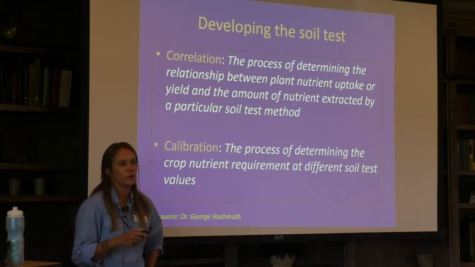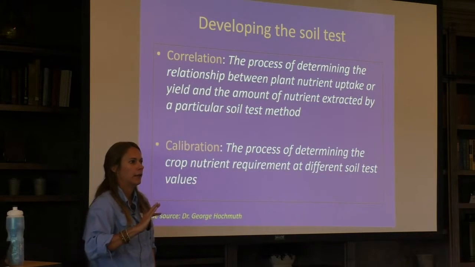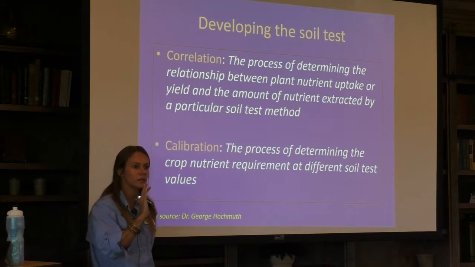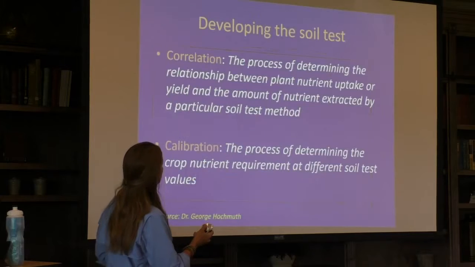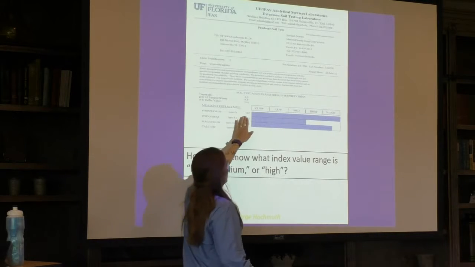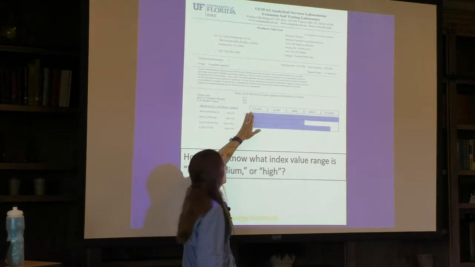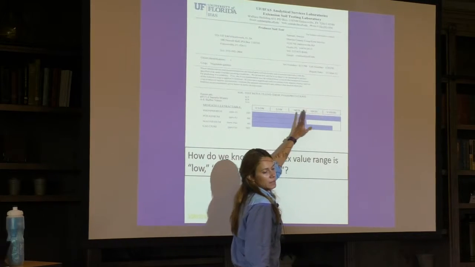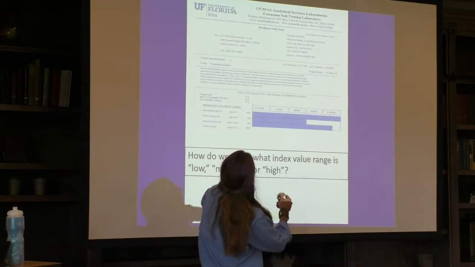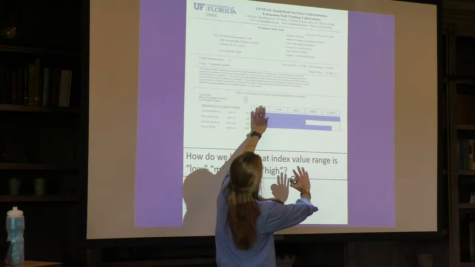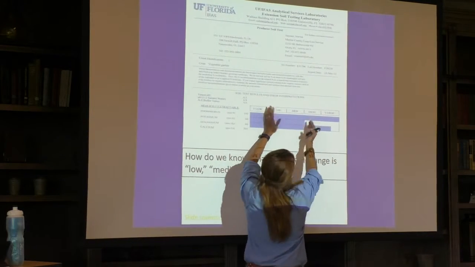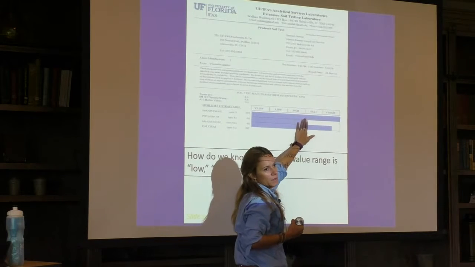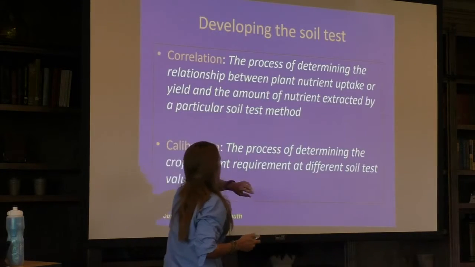So how are those levels, those ratings, determined? When you see the soil test result, sometimes it's not the values, but how they are rated that's important. By the way, this is a Mehlich-1 result. In Mehlich-3, you don't have the very low and the very high. You're only going to see low, medium, and high. How are these different categories developed?